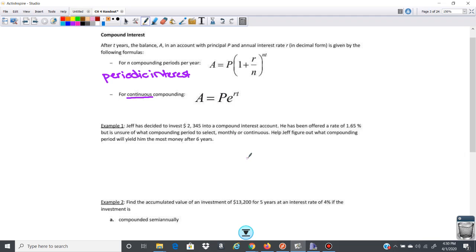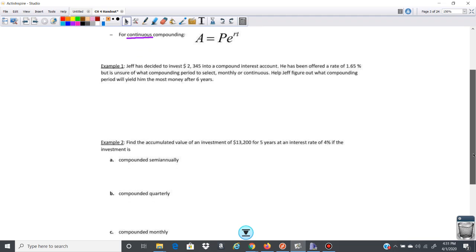So for my first formula, I have Jeff has decided to invest $2,345 into a compound interest account. He has an interest rate of 1.65%, but is unsure of what compounding period to select, monthly or continuous. So we're going to do actually both formulas here to help Jeff figure out which account will yield him more money after, let's see, 6 years. 1.65% isn't really going to give you a really big difference, but you should have a small difference here.